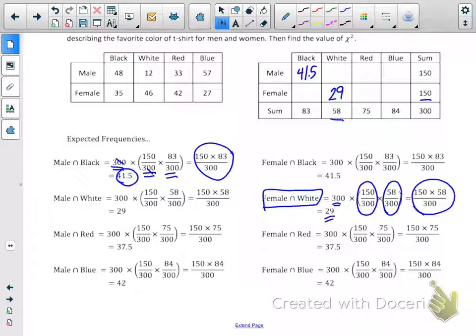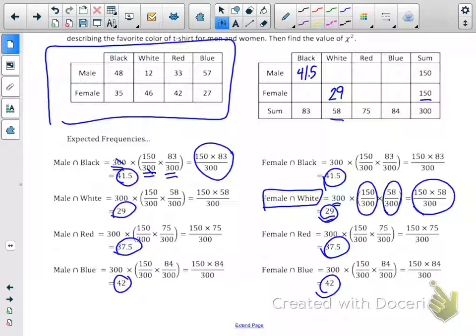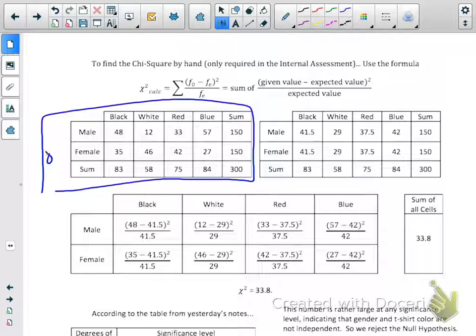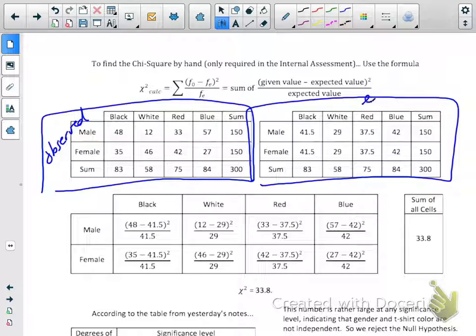Okay. Now, I'm going to take all these numbers here, all these expected frequencies, not my observed frequencies. These are the observed frequencies. All of these numbers down here, these are all my expected frequencies. Okay, so now I brought them all over here. These were my observed, and these are all my expected. Now here I have the word given. That's the same thing as your observed.